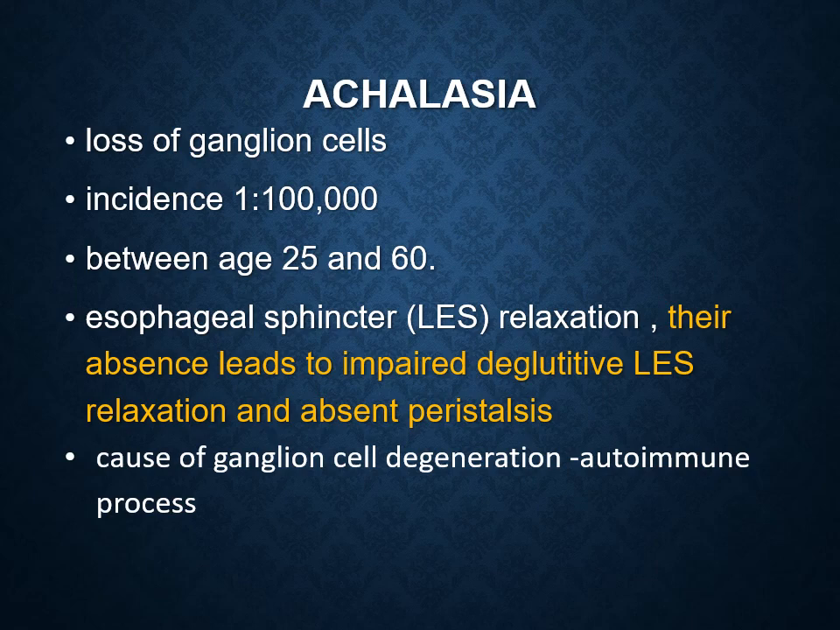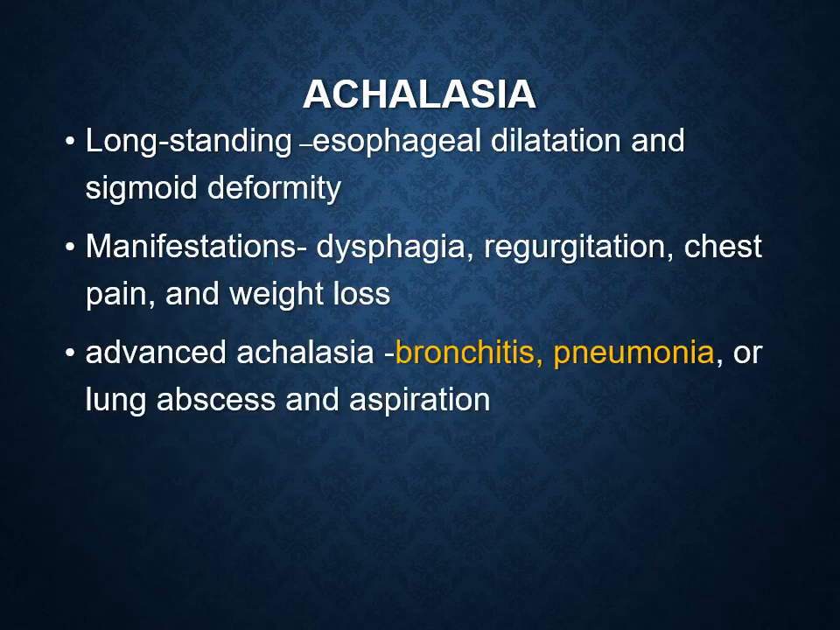The ultimate cause of ganglion cell degeneration in achalasia is an autoimmune process attributable to a latent infection with human herpes simplex virus 1. In long-standing achalasia, there will be a progressive dilatation and sigmoid deformity of the esophagus with the hypertrophy of the lower esophageal sphincter. The clinical manifestations may include dysphagia, regurgitation, chest pain, and weight loss. And those with advanced achalasia are at risk for bronchitis, pneumonia, and lung abscess from chronic regurgitation and aspiration.